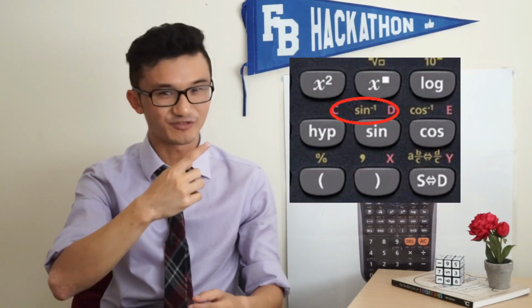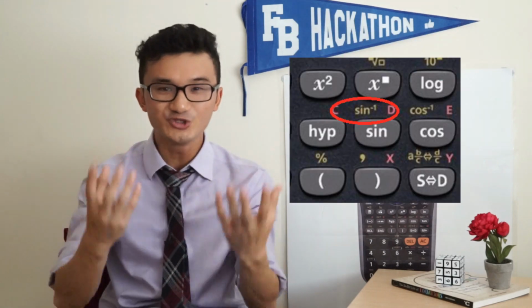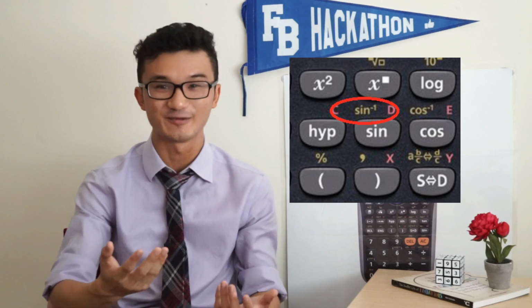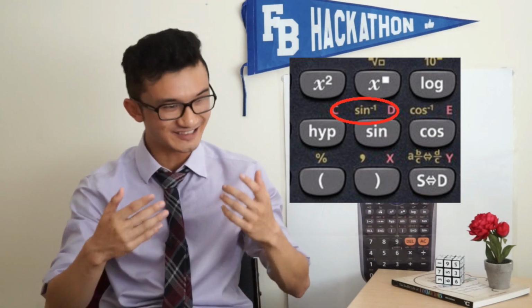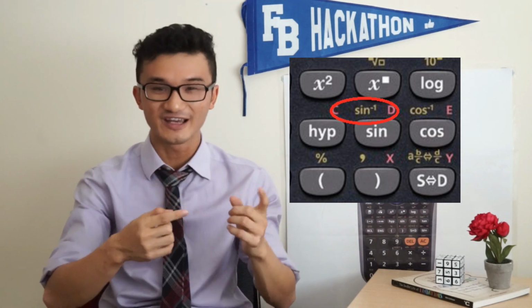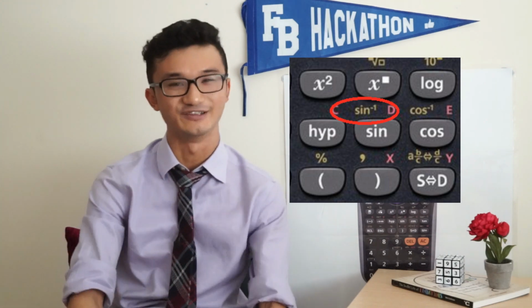You might have seen this button before. This is the inverse of sine. You would have used that to calculate the angles of things, for example. But what you might not realize is this is actually a function. This is a graph that you could draw as well. And we're going to look at how to do that in this topic.